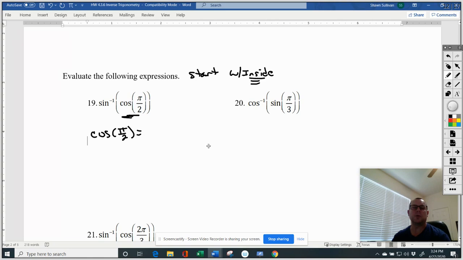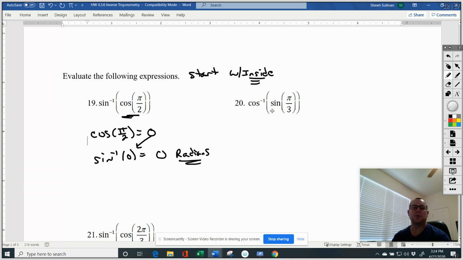And so you go to your unit circle, cosine of pi over 2 is equal to 0. So we're looking for sine inverse of 0. And sine inverse of 0 is 0, and that's in radians. Done.